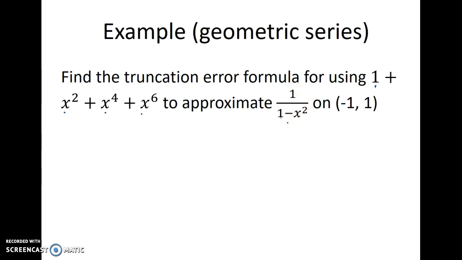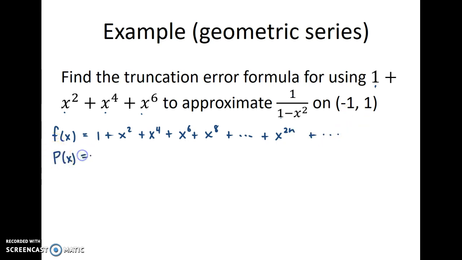And we are going to truncate it, so we're not going to use the whole thing. If we were going to use the whole thing, that would be 1 plus x squared plus x to the 4th plus x to the 6th plus x to the 8th, and then it would be x to the 2n, and it would be infinitely many terms. But of course in the real world we can't really use infinitely many terms. So instead we've decided we're going to truncate our polynomial. So we're only going to use out until x to the 6th. We're going to use a 6th degree polynomial to approximate it.